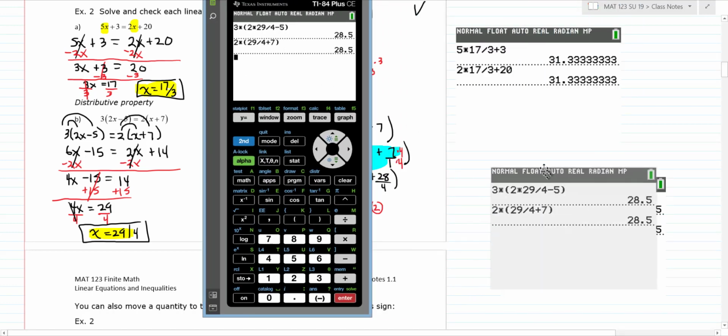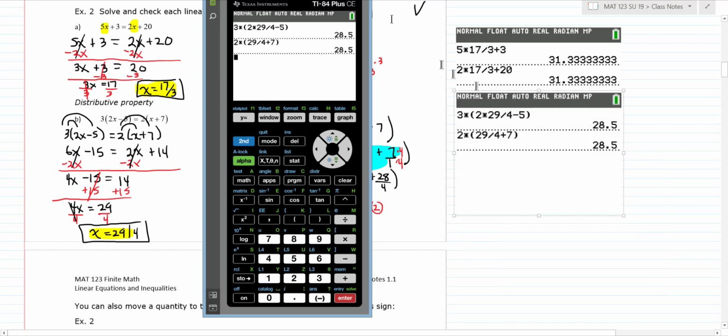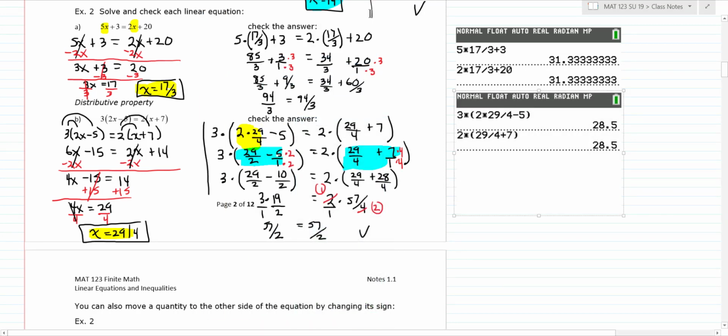Okay, so if you're doing a test or something, you've got the ability to tell you're right. How long did it take me to put that in my calculator? Like 30 seconds. Okay, seriously, okay? You want to do that. You want to know if you're right.